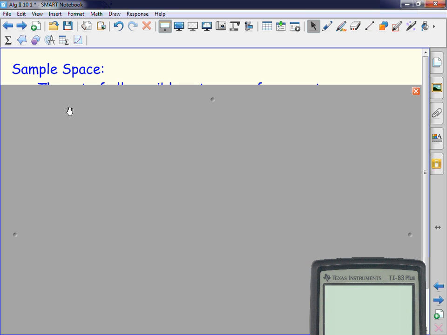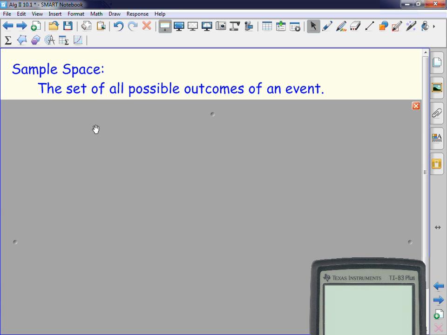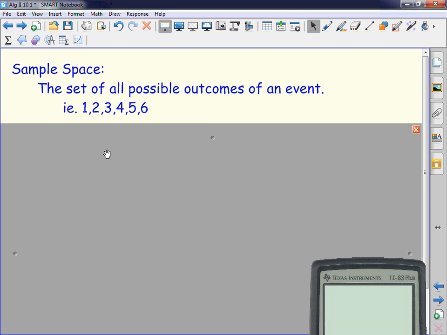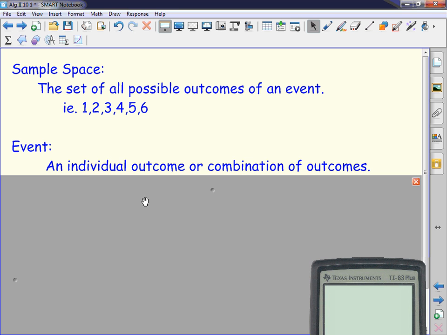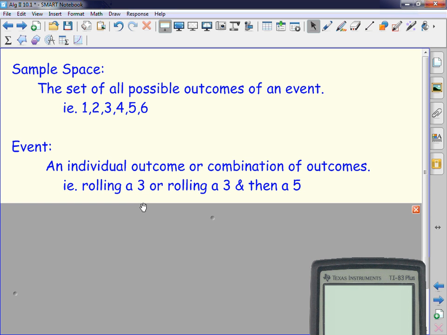Next definition, sample space. A sample space is the set of all possible outcomes of an event. So if I roll a die, what are all the possible outcomes? 1, 2, 3, 4, 5, 6. Next one is an event. An event is an individual outcome or combination of outcomes, like rolling a 3 or rolling a 3 then a 5.